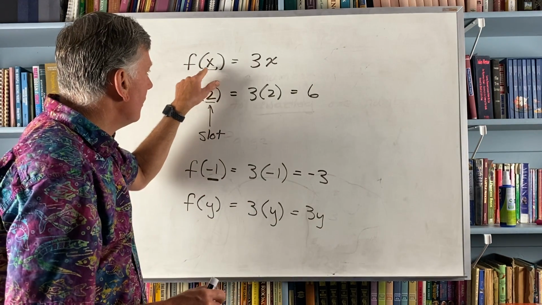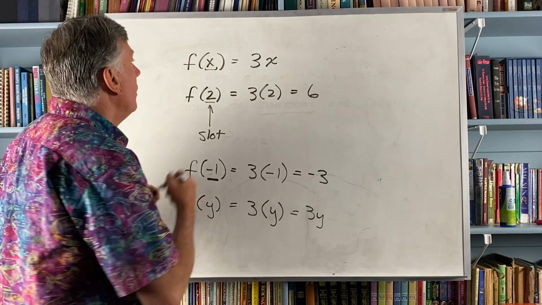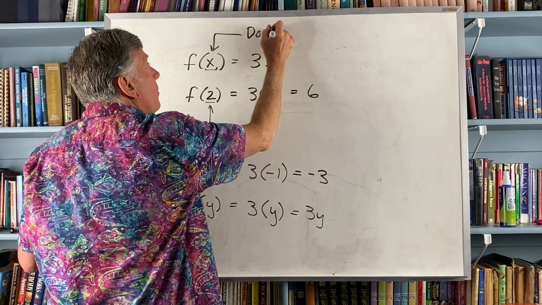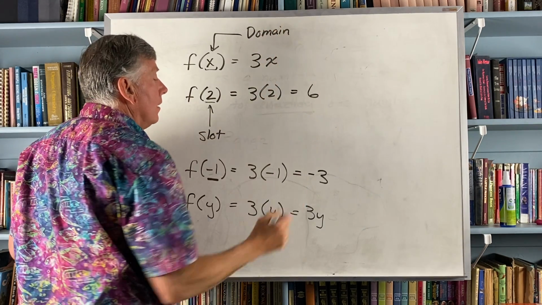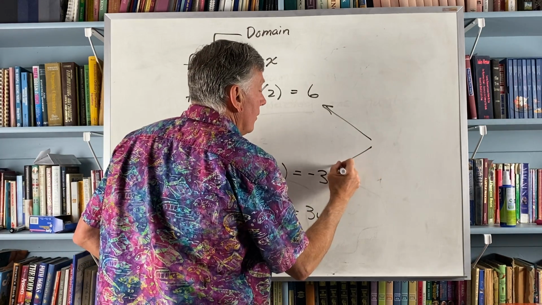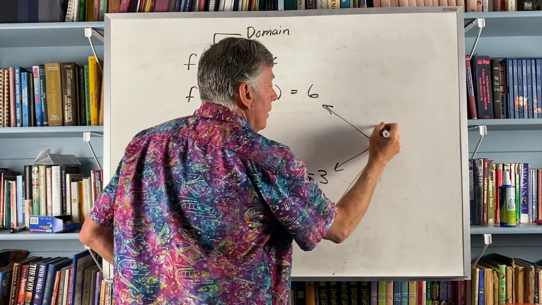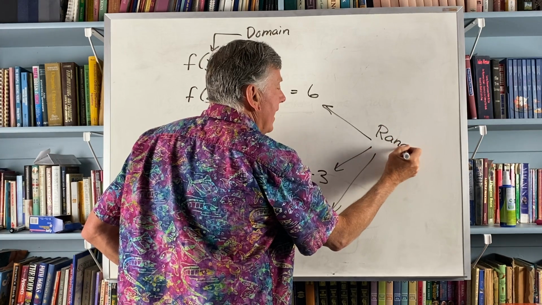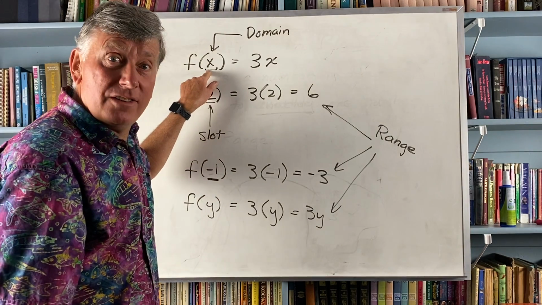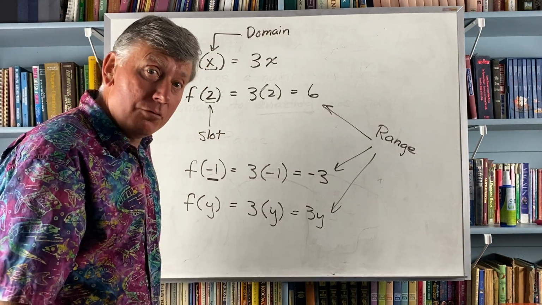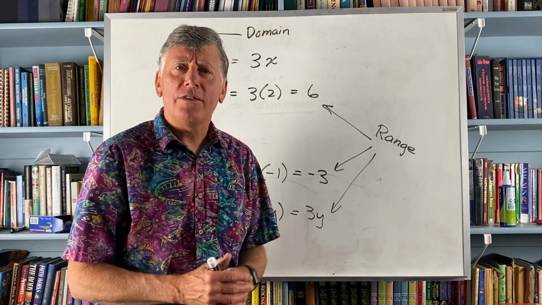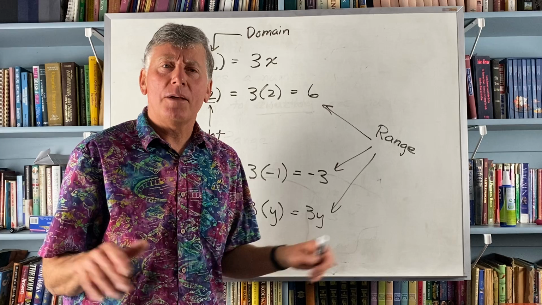In all of these cases, this number that's in the slot, this is from our domain. And what we get out of it, this, is in our range. So the input is the domain, the output is the range. We'll cover more on this, but this will be a good time to stop this first video.